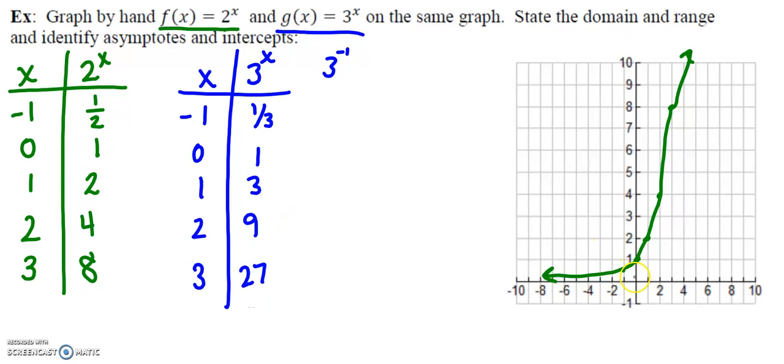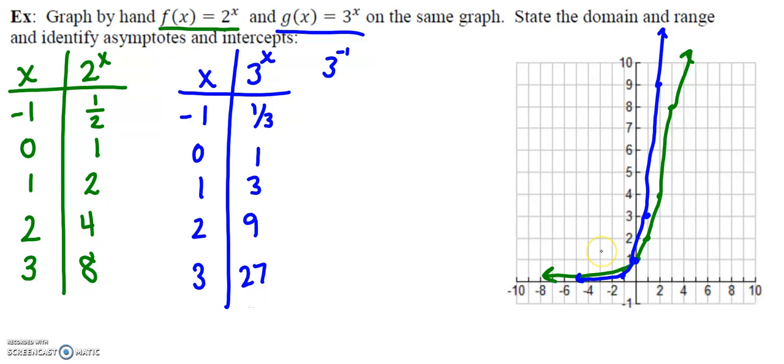So I'm going to go through and plot these points. -1, 1/3 is a little bit lower than 1/2. 0, 1, that's going to be the same point. 1, 3, 2, 9, and 3, 27 is already going to be way off the charts.